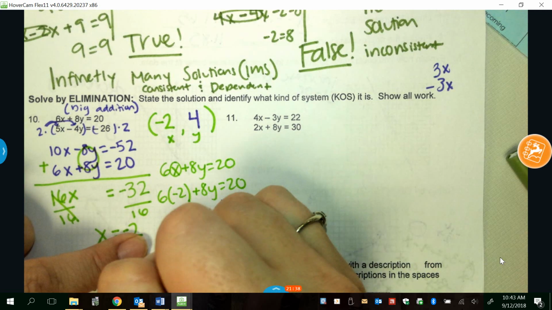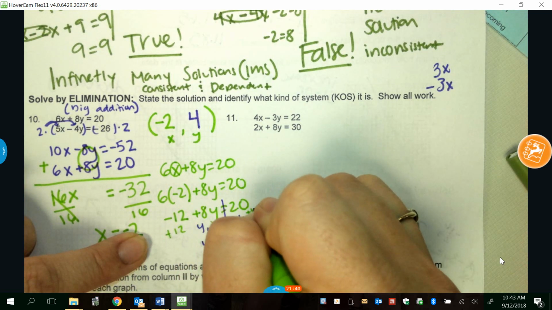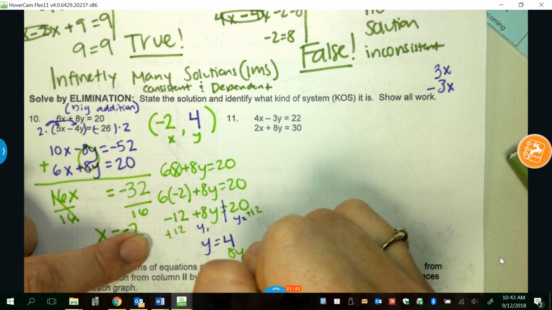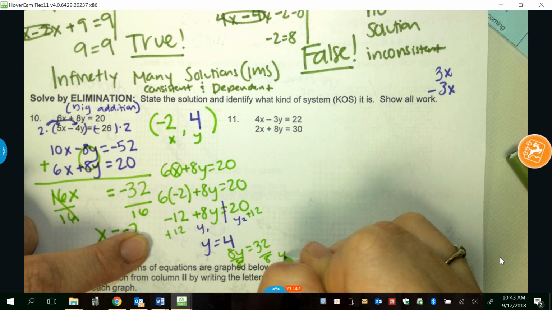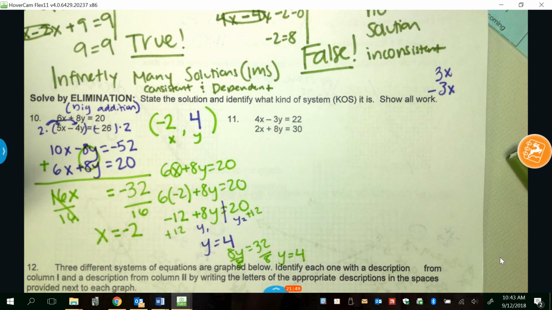Now, you also could have just continued solving this, okay? The way you would have done that is plus 12, plus 12. That gives you 8y equals 32. Divide by 8, divide by 8, y equals 4. So either way it works. If you want to do that part in the calculator, you can do that part in the calculator. If you want to do it by hand, that's perfect too.